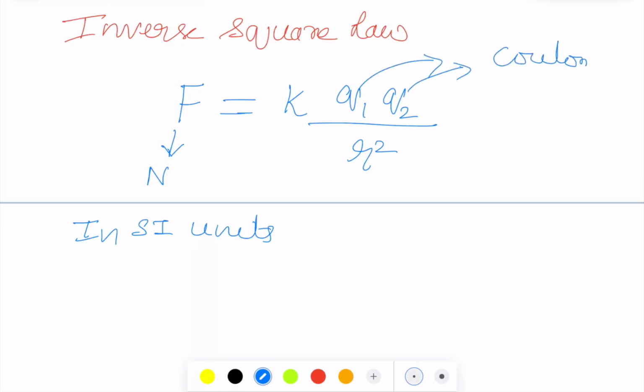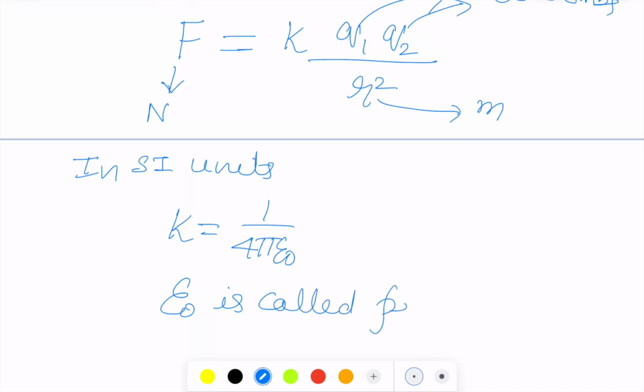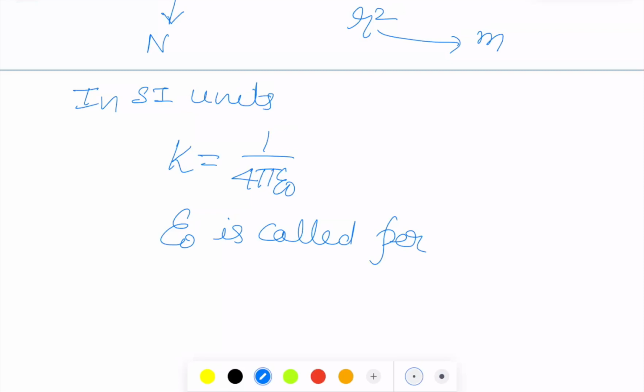where epsilon naught is called the permittivity of vacuum, or permittivity of free space. So in SI units, the whole K value, the 1 by 4 pi epsilon naught value, is found to be 9 into 10 to the power of 9.